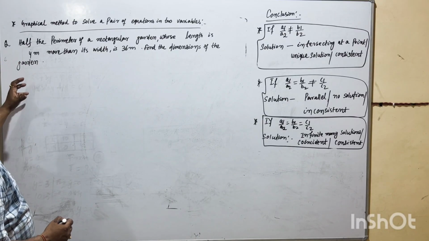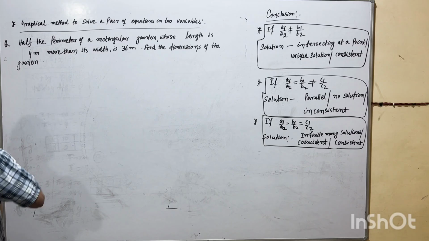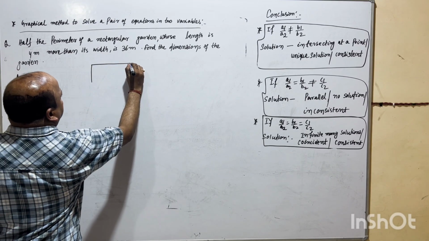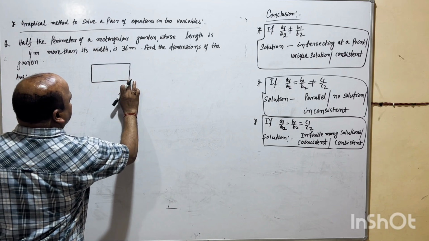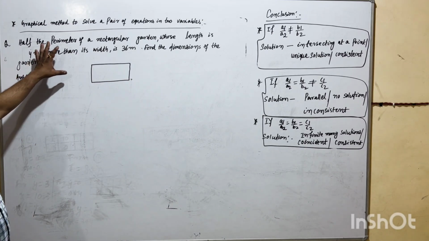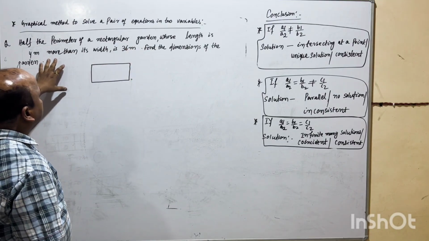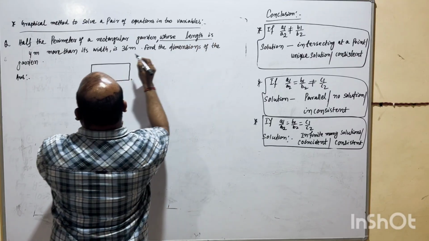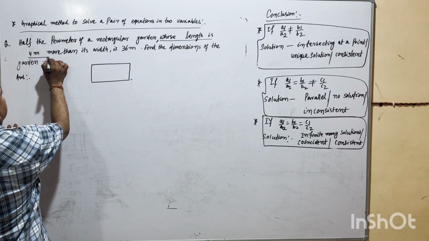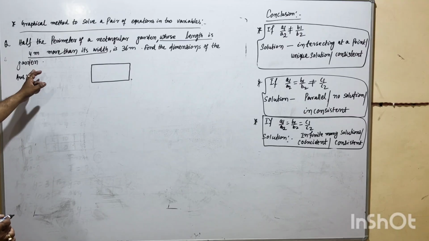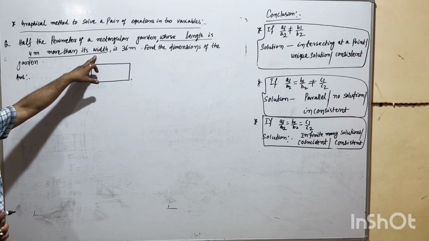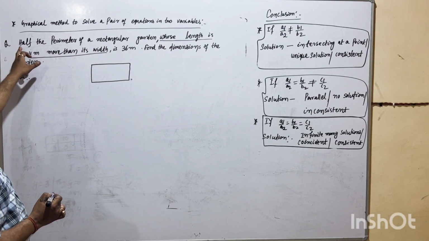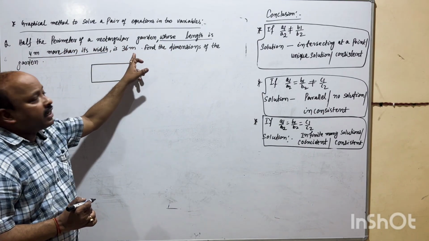So how do we solve this question? Look here. The garden is in the form of a rectangle, so this is a rectangular garden. After the comma, this is another situation: whose length is 4 meter more than its width. So you start here, just ignore the underlined part. Half the perimeter of a rectangular garden is 36 meter.